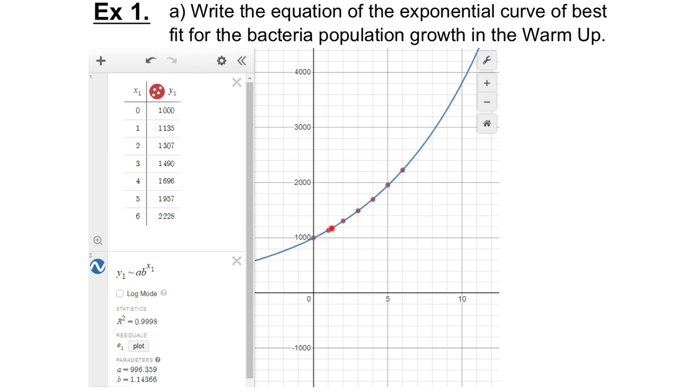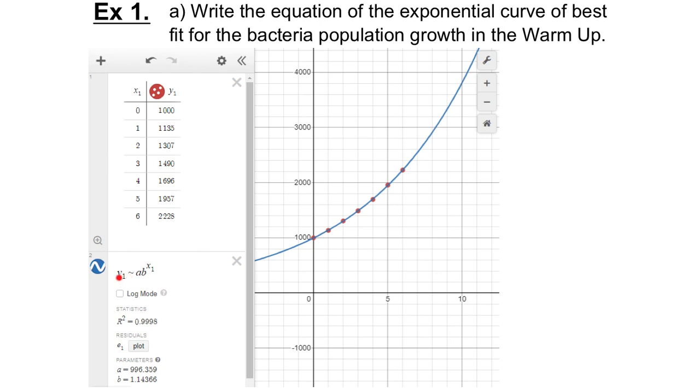Now to get the actual curve to go through your points, you're going to type this into the next line. It's not y equals a times b to the x. We don't use the equal sign, we use this. It's a tilde, or that little wavy symbol. So if you type that instead of an equal sign, that tells Desmos that you want it to come up with the equation. It's not that you're telling it the equation to graph. It's giving you the equation.